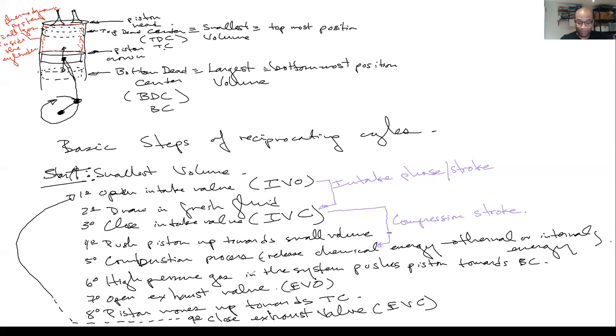Then I have some kind of combustion process. And we then go, and then the high pressure gas pushes the piston towards the bottom center. And that is what we call the power or expansion stroke.